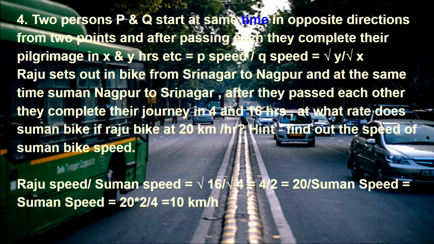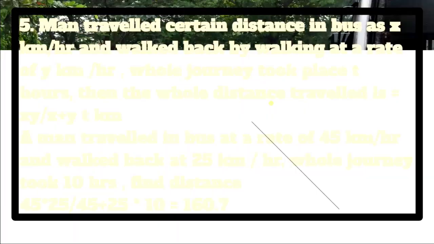The time is there, and one speed is there. We have to find the other speed, so we apply root y by x. The second person is y and the first person is x, so we do 16 by 4, that is 4 by 2. You know that formula, so I'm skipping this.